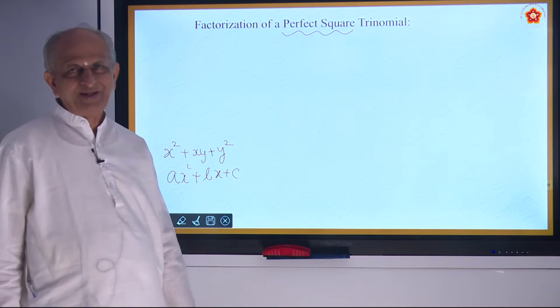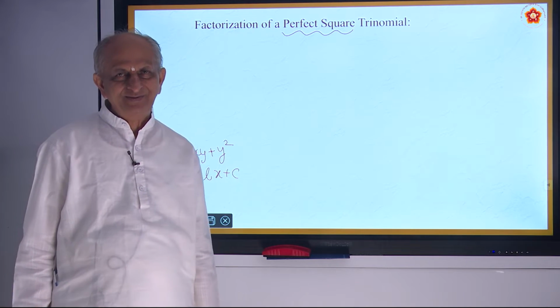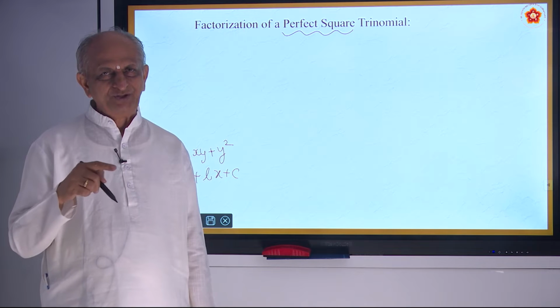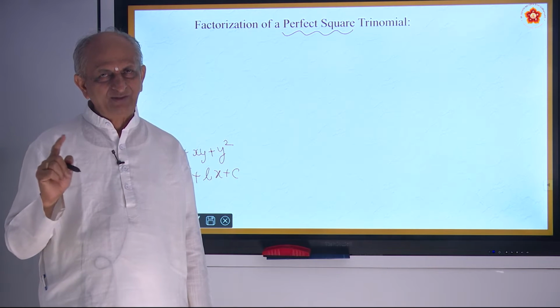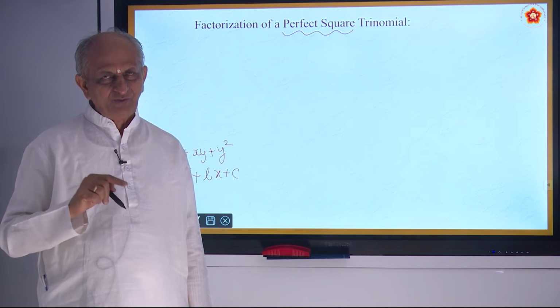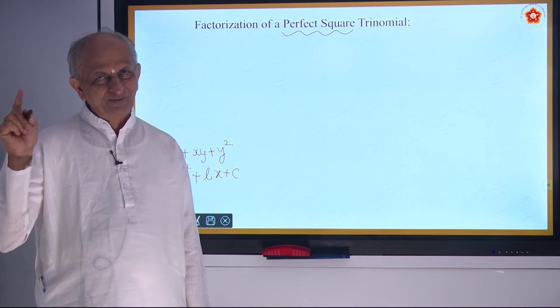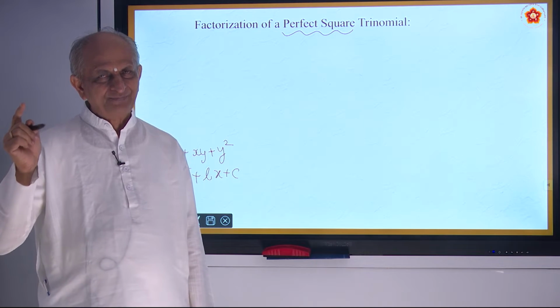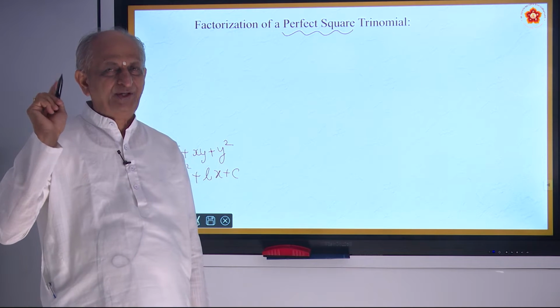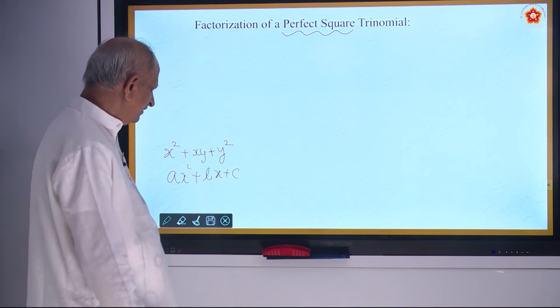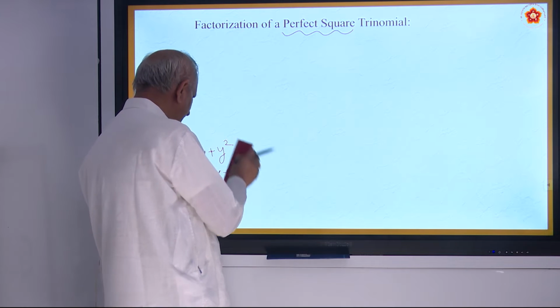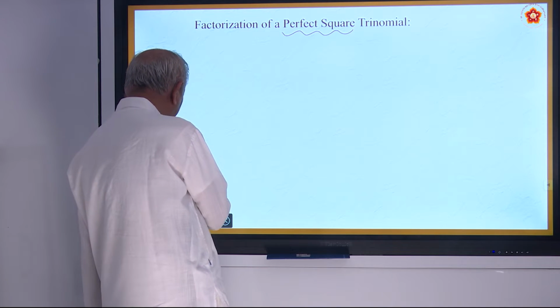How many of you know square numbers from 1 to 25? Come on, 1 square is 1, 2 square 4, 3 square 9, 4 square 16. 20 square 400. 25 square 625. Up to 25 you must perfectly learn it. Okay. So if you are not done it, you can do it today.